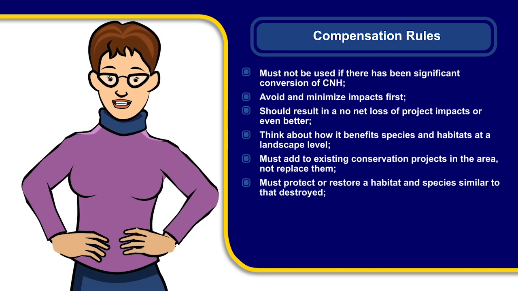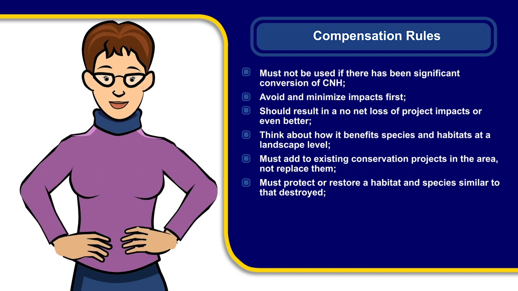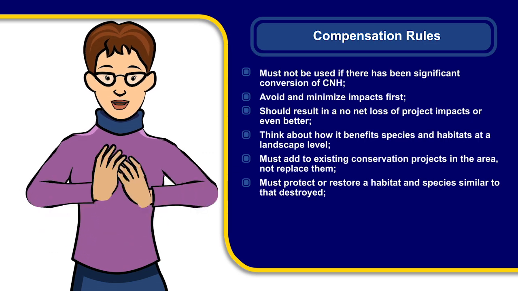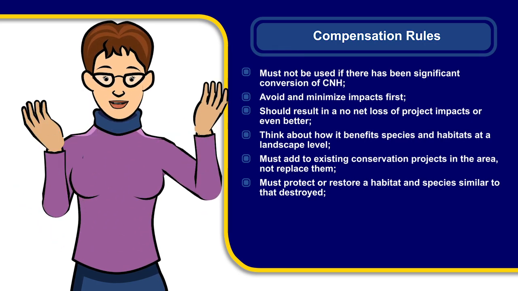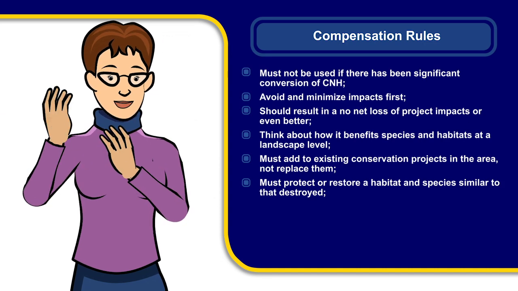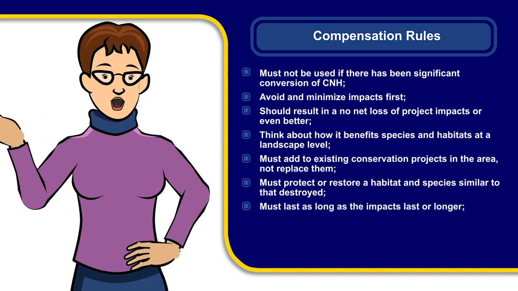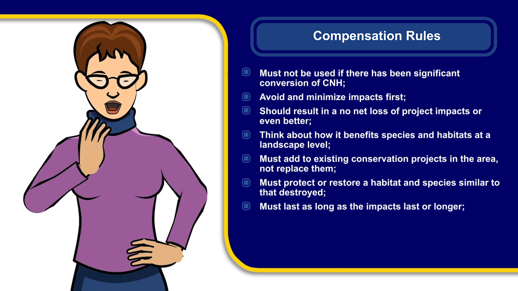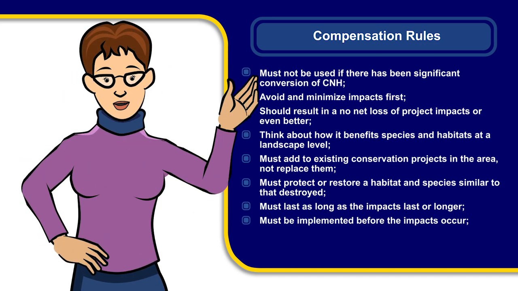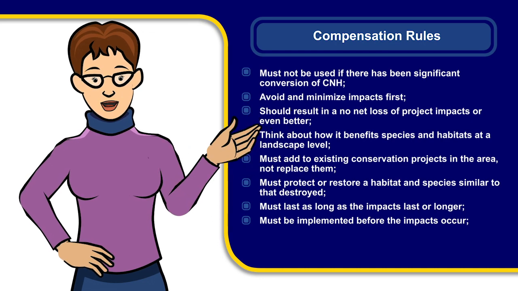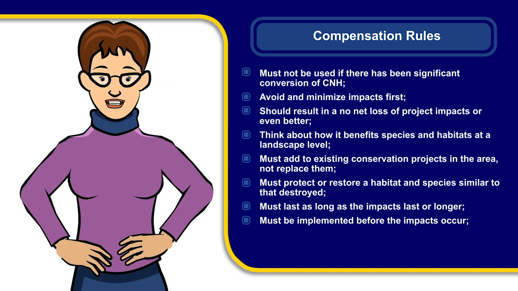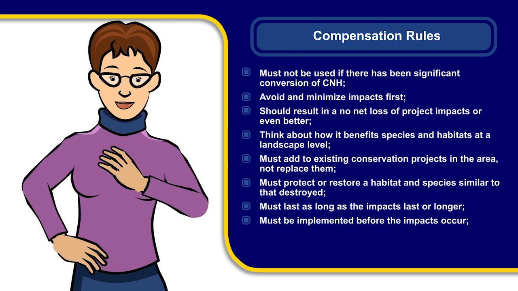The habitat or species that is to be protected or restored has to be as similar as possible to that being destroyed. You can't modify a lake and protect a forest. You need to find a similar lake to protect. In addition, any compensatory action must last as long as, or ideally longer than, the impacts at the project site, and action must be implemented before these impacts occur. If you destroy a pond for a duck and don't create a new pond for a year, what is going to happen to the duck in the meantime?